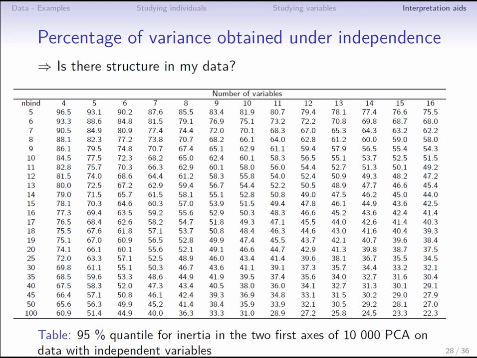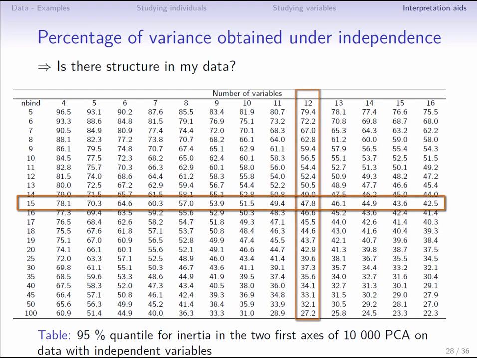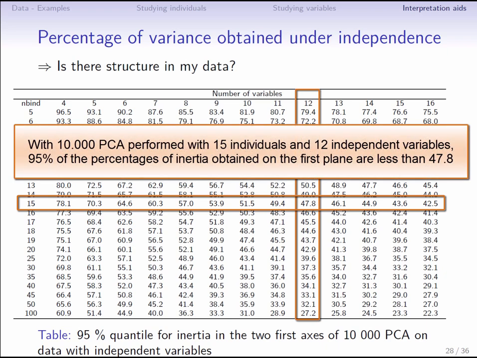So, for example, with 15 individuals and 12 variables, the value 47.8 tells us that having performed 10,000 PCA with 15 individuals and 12 independent variables, we have calculated the percentage of variance found in the first two dimensions, and 95% of these values are less than 47.8.